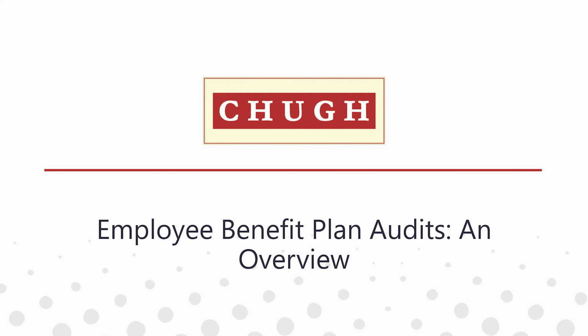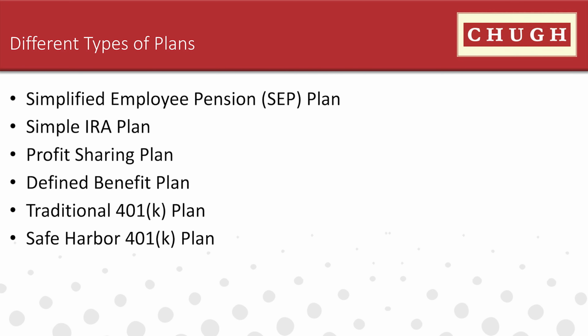To begin with, let's discuss different types of plans. The first one is the Simplified Employee Pension Plan. A business of any size, even self-employed, can establish a SEP. Under a SEP plan, an employee must set up a retirement account to accept the employer's contribution. In a SEP plan, employees cannot elect to contribute to the plan based on payroll deductions. That is, it is a completely employer-funded plan.